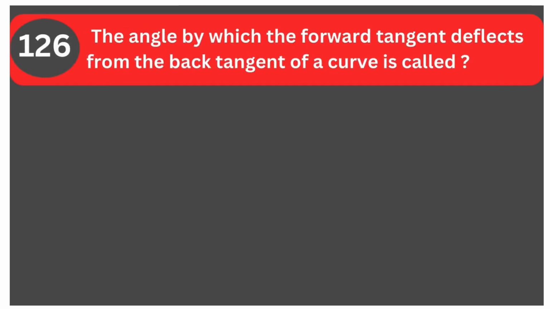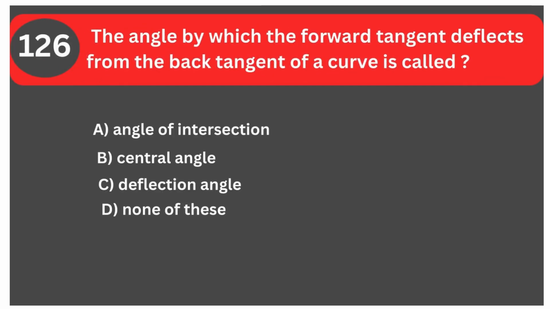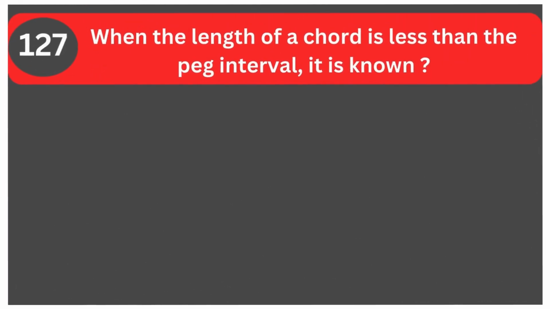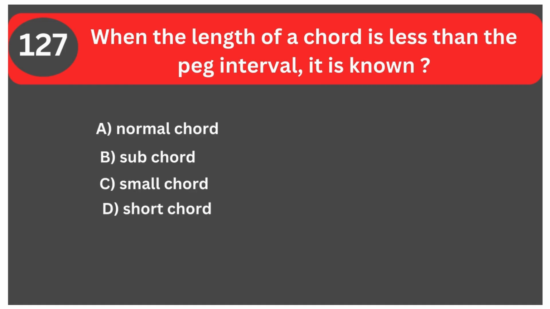The angle by which the forward tangent deflects from the back tangent of a curve is called. Options: A. Angle of intersection. B. Central angle. C. Deflection angle. D. None of these. Answer: C. Deflection angle.